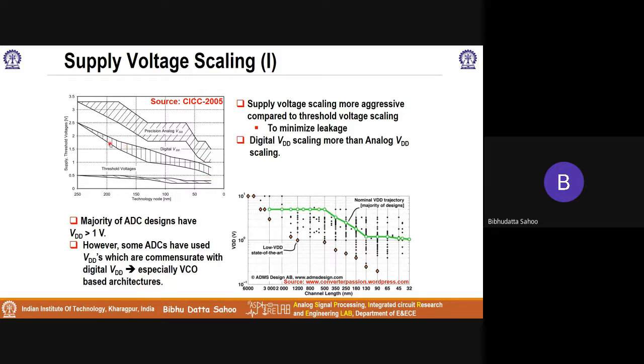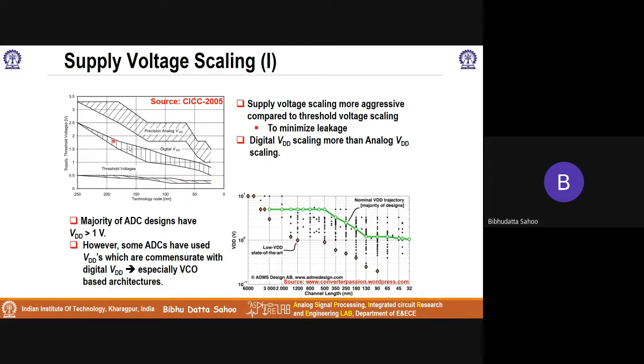Now our SNR is a function of the swing, right? VDD over VPP. So certainly you will get better SNR in lower technology nodes and poor SNR in higher technology nodes. But certainly your bandwidth will be lower in this technology node and higher in the other. So there is a trade-off over there.